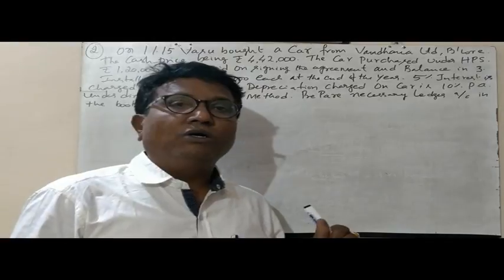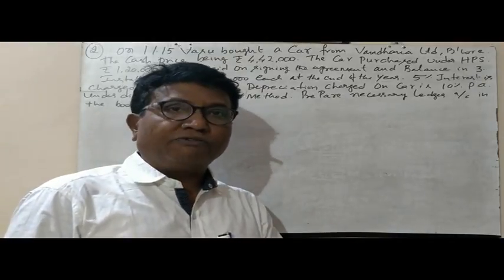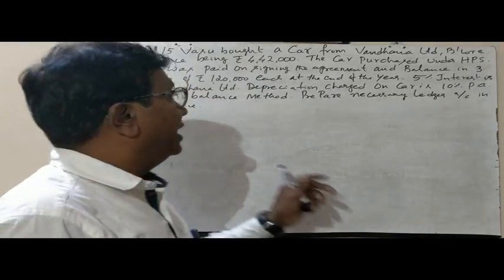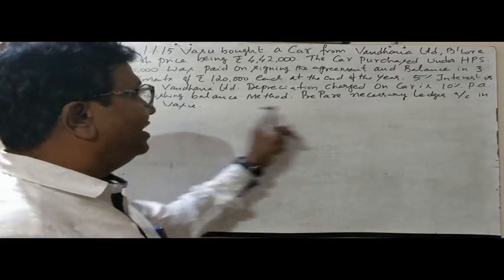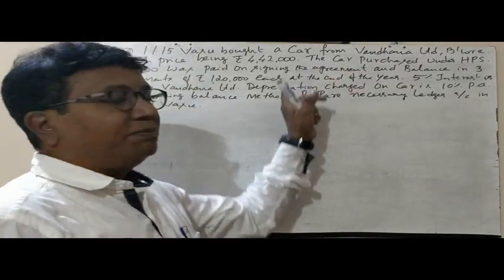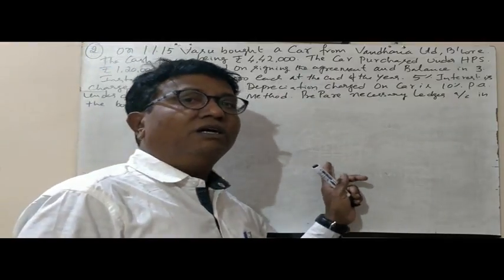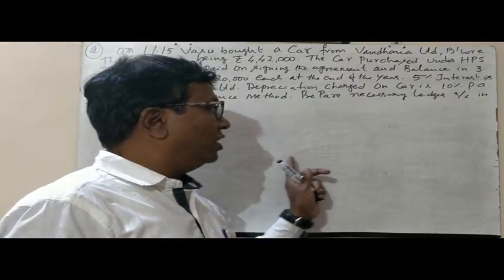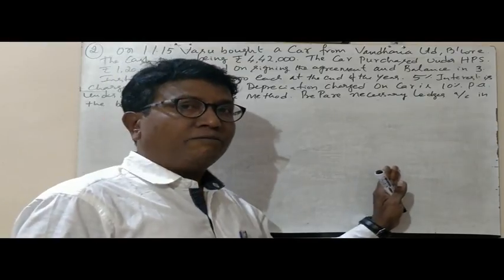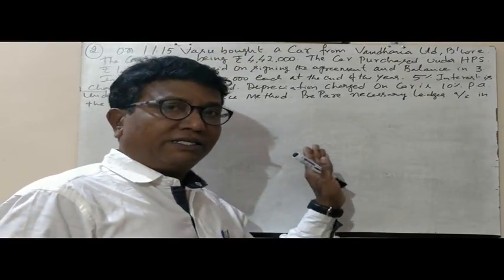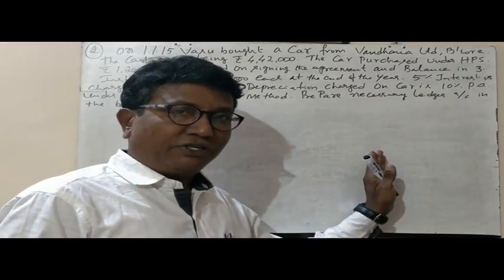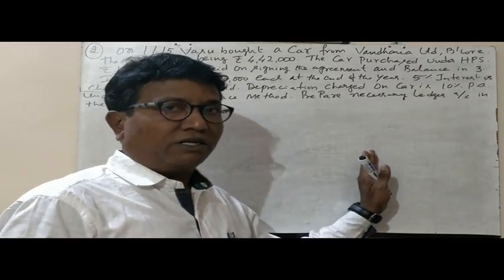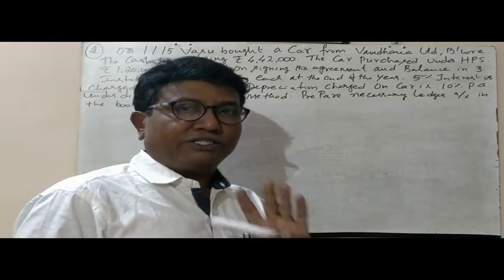Let us know how to calculate the fourth method of calculation of interest, as well as how to prepare the necessary ledger accounts. Under the higher purchase system, we have seen in the last video what ledger accounts we prepare. Generally we prepare an asset account, hire vendor account, depreciation account and interest account. Like this we prepare four ledger accounts.